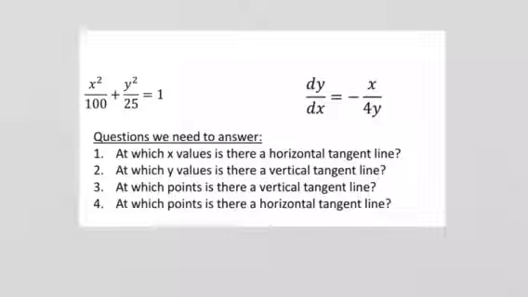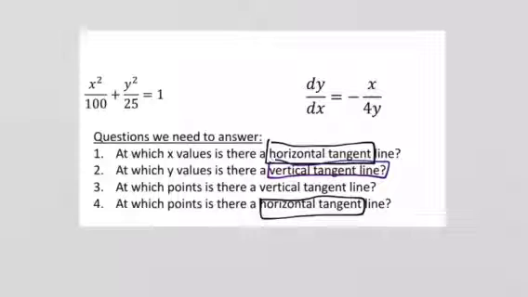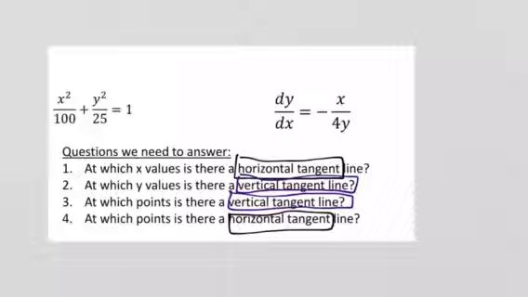So the questions that this can help us answer are: what x values produce a horizontal tangent line? At which points is there a horizontal tangent line? So not just x, but what's the x and the y? And then at which y values is there a vertical tangent? And then at what points is there a vertical tangent? So think about this expression and what is going to make a horizontal tangent versus a vertical tangent.